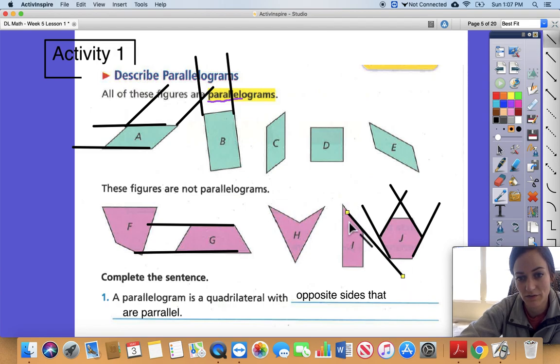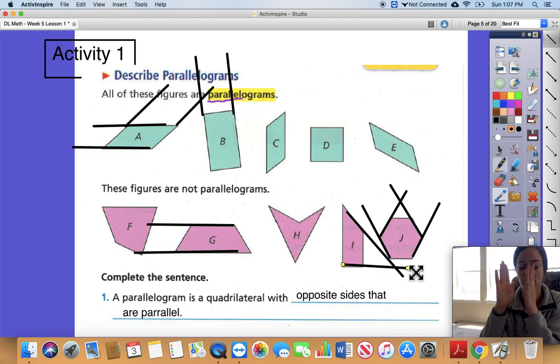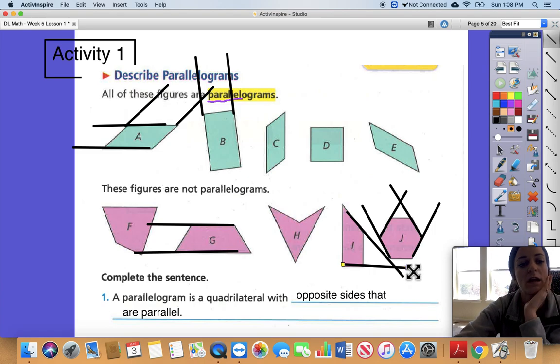so opposite of this side is this side, and do you see how if we were to extend them, they would cross? They're not parallel. They don't run right next to each other, okay?